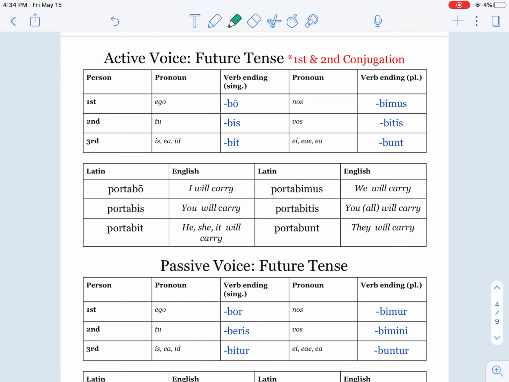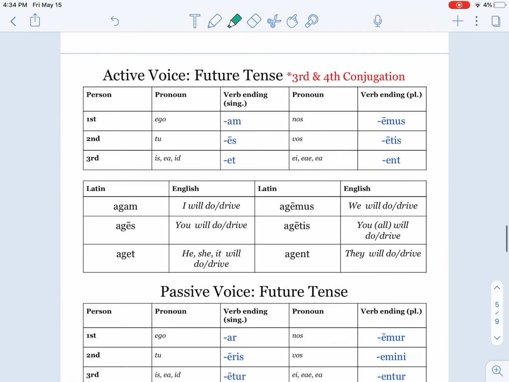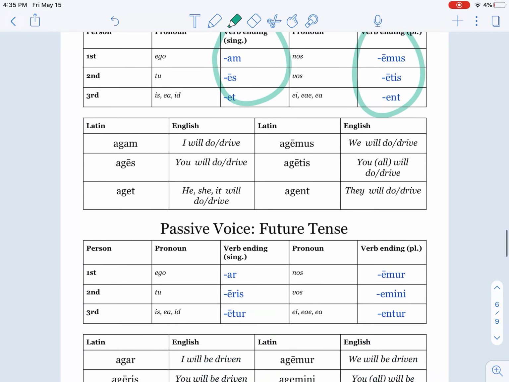When we go into the future tense, please note that for first and second conjugation, you have one set of endings for the active and passive. And if it's third or fourth conjugation, it's going to have a separate set of endings. So again, this is just to explain the notes sheet that you have.